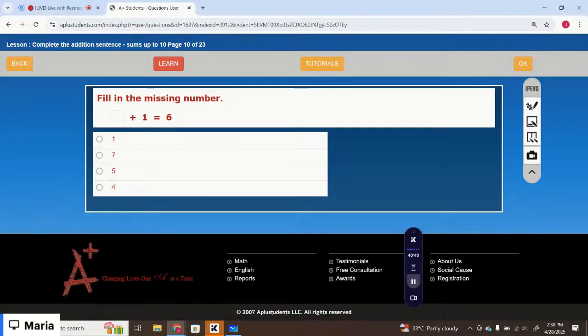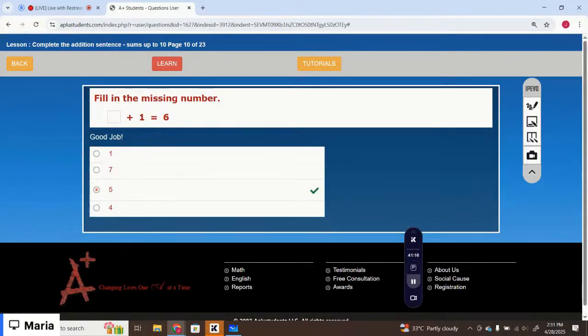Fill in the missing number. 1 plus what number equals 6? 1 plus 5 equals 6. Option number 3 is the correct option.